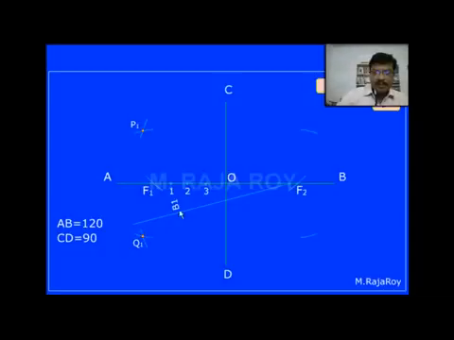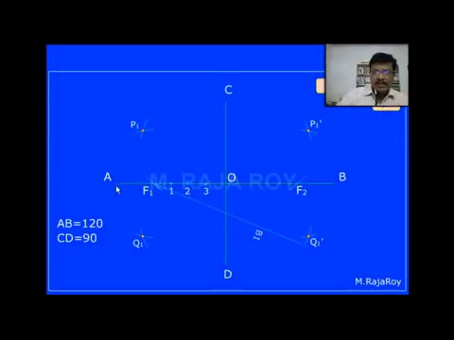Now with the same B1 as radius and F1 as center, I am changing the center to F1 and drawing one arc. This intersects the previous arc and I get P1 dash. On the bottom side, repeat the same procedure and you will get Q1 dash.